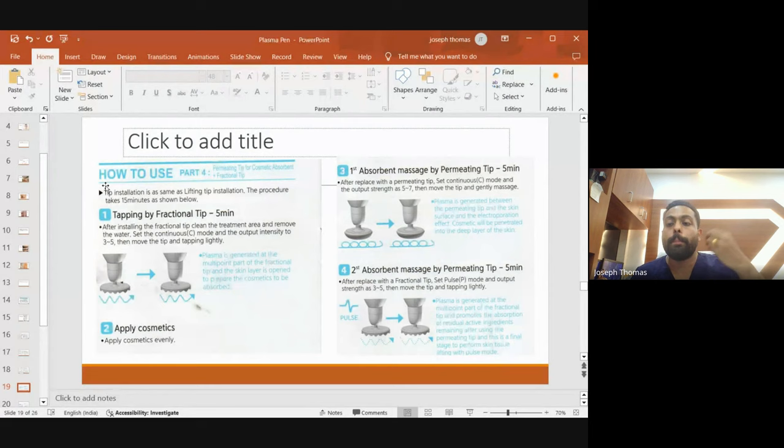What all serums can you apply? You can apply any serums: niacinamide, hyaluronic acid, vitamin C, tranexamic acid, or whatever serums you need, without penetration, without injecting, or without any trauma to the skin. You can easily do it with a plasma pen.